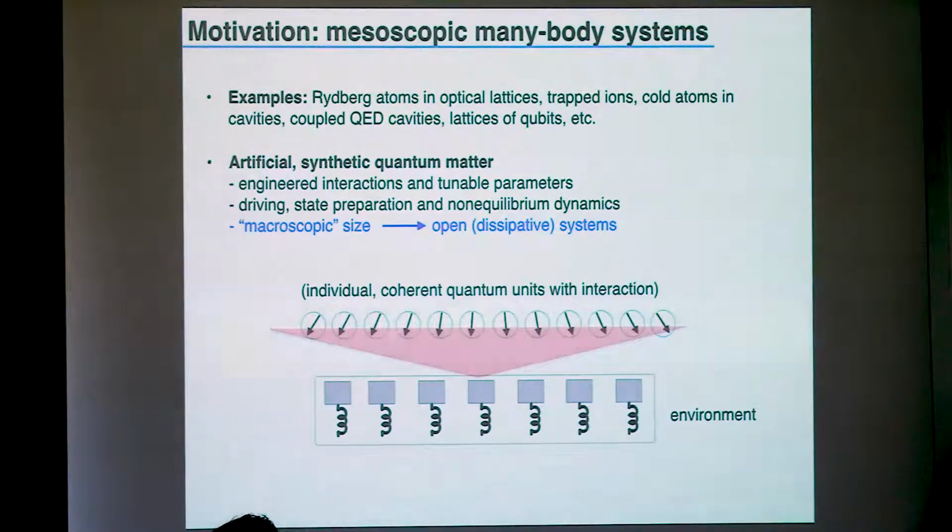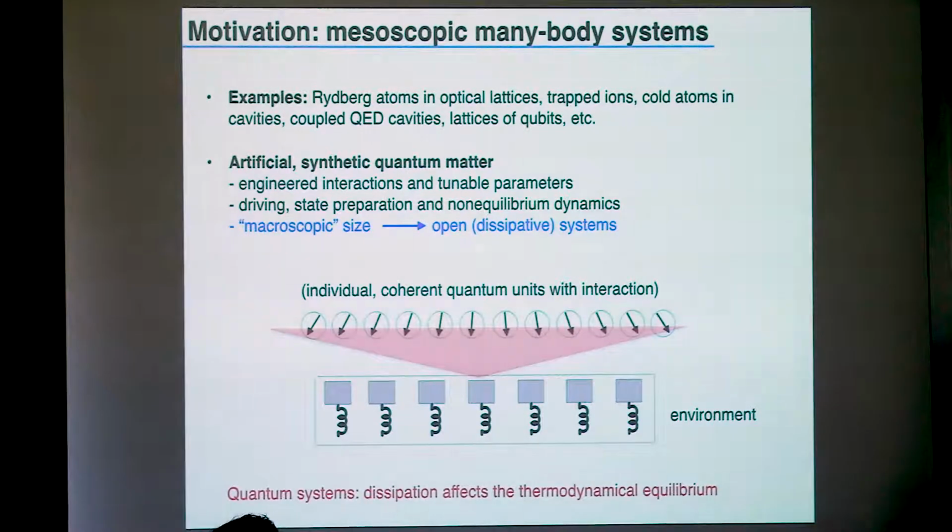This is the cartoon that I represented here. Now, what is interesting is that in quantum mechanics, as we know, the dynamics and the thermodynamical equilibrium are correlated. You cannot separate them, so even the dissipation affects the thermodynamic equilibrium. And indeed, we see that the dissipation can strongly affect even the phase diagram of the quantum many-body system.